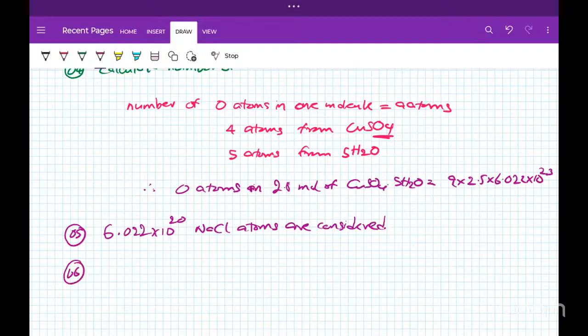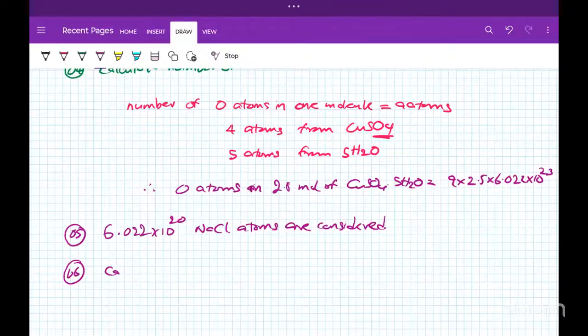Number 6. Calculate the number of moles of sodium chloride when 6.022 into 10 to the power 20 sodium chloride atoms are considered.